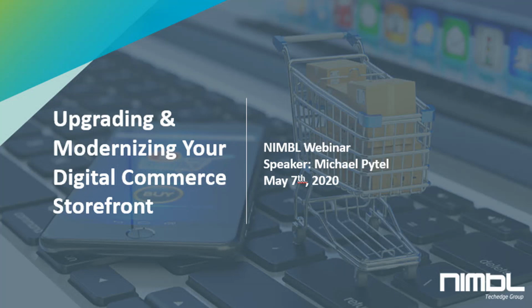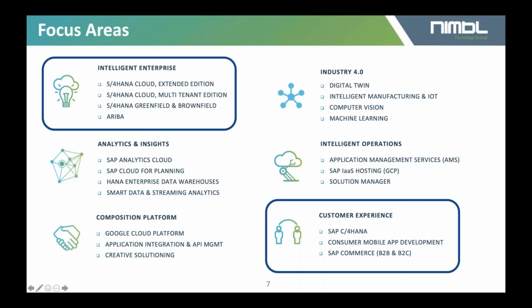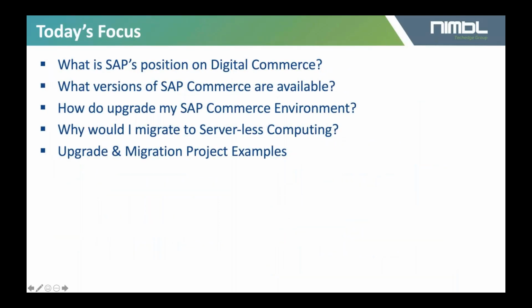Now, what I'm showing you here is all the focus areas at NIMBL. We work on Google Cloud Platform on the lower left. We do analytics and intelligent enterprise up on the upper left. But today we're talking about commerce and SAP Commerce. I wanted to highlight what our differentiators are and what makes us different. Well, 10 plus years working in SAP ERP and S/4HANA plus digital commerce, being able to integrate those two platforms, is our differentiator. But going back to today, what are we going to learn?